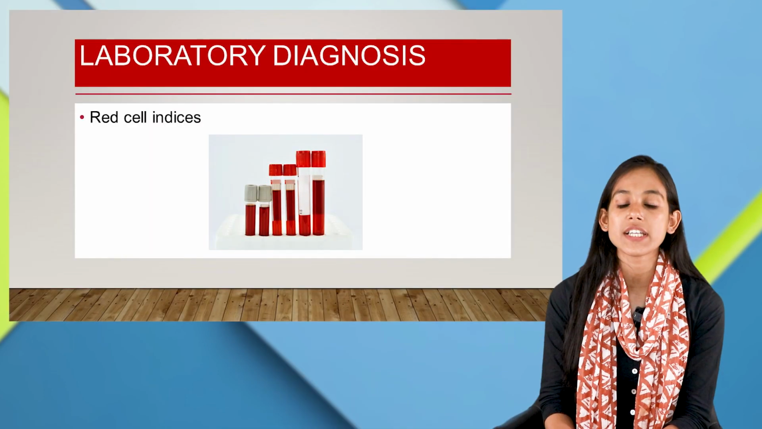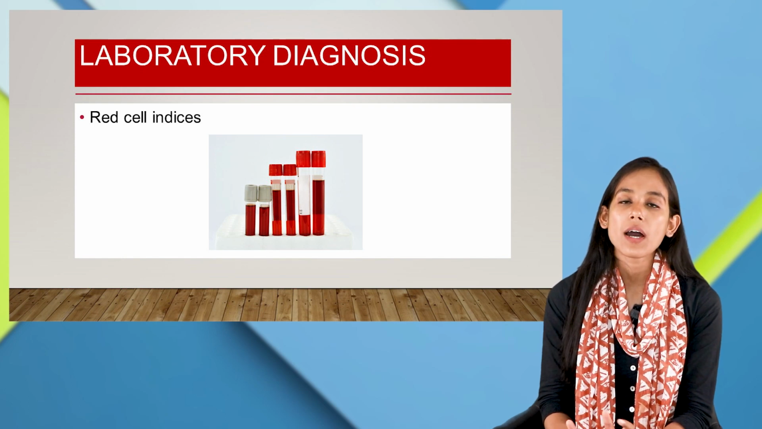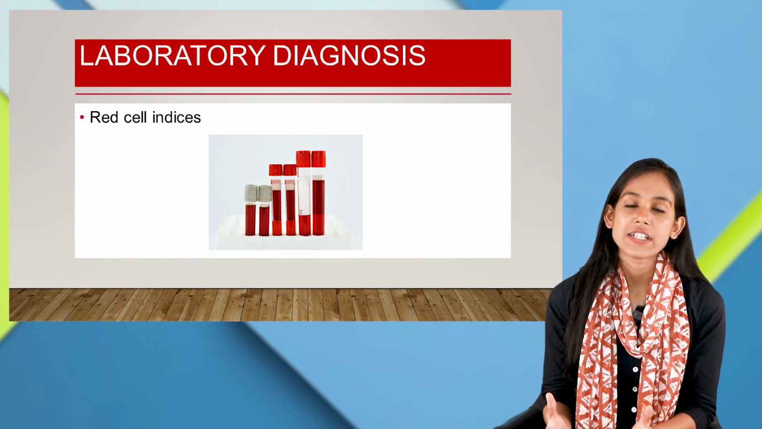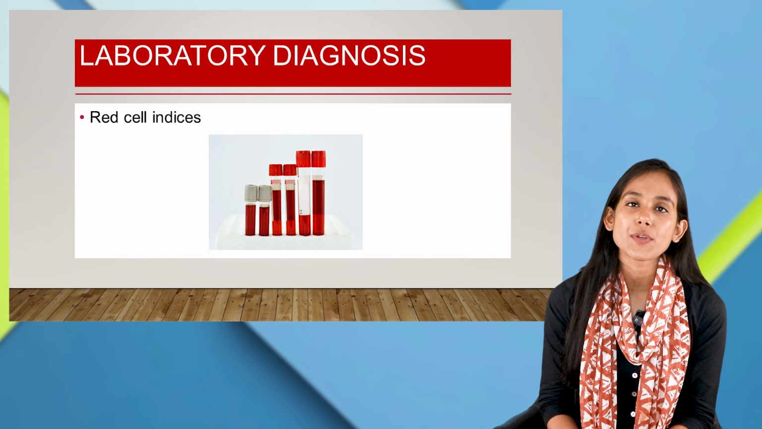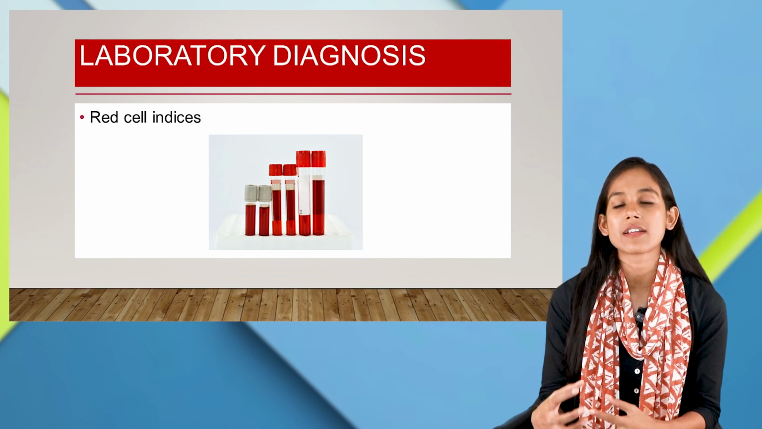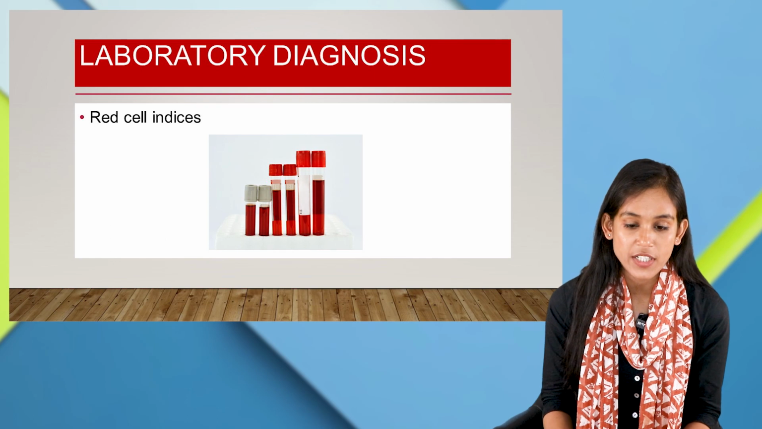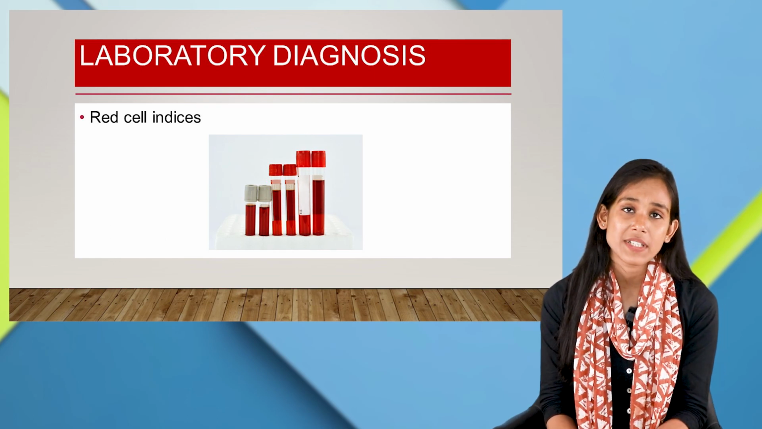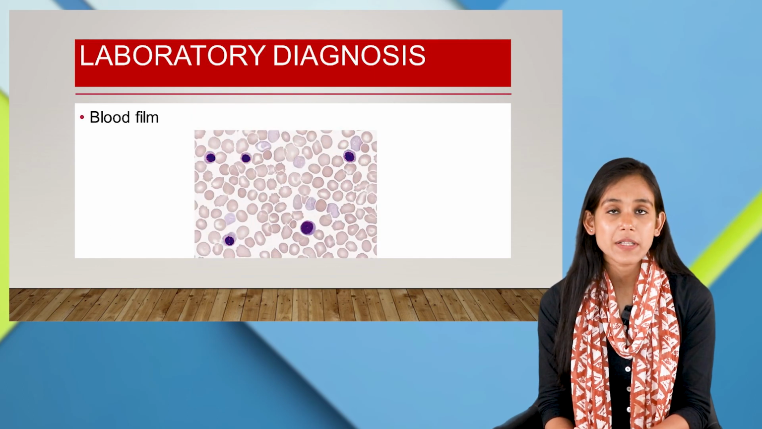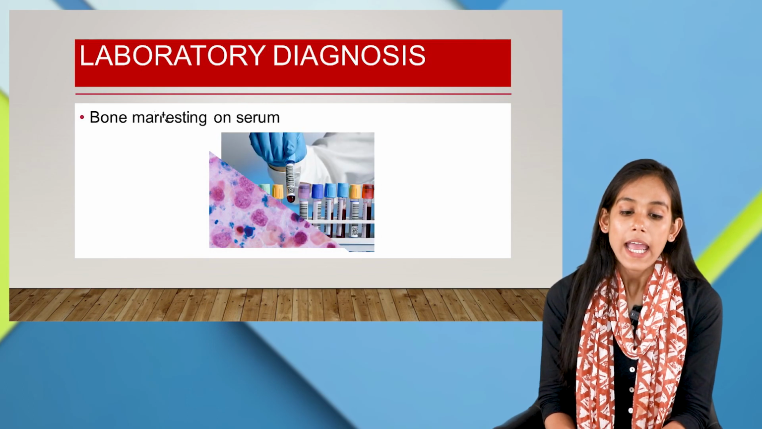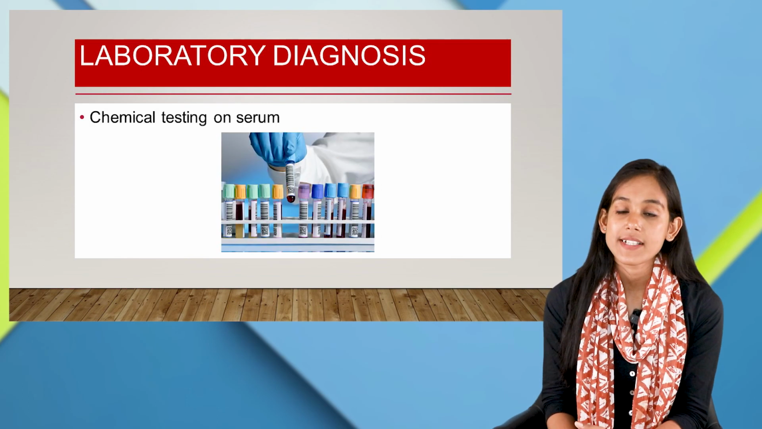Now next, let us move on to the laboratory diagnosis. Now what are the lab investigations that we can do to find out anemia? The first thing that we can do would be red cell indices, where we can learn about the low hemoglobin concentration, or the MCV values, or MCH or MCHC values. We can also do blood films. We can also check the bone marrow iron, and apart from these, we can do chemical testing on serum. So all these things would tell us if it is a case of anemia, how severe it is, and what is the cause behind it.